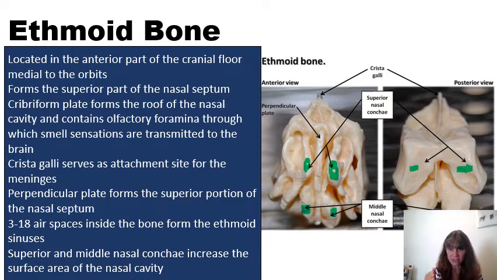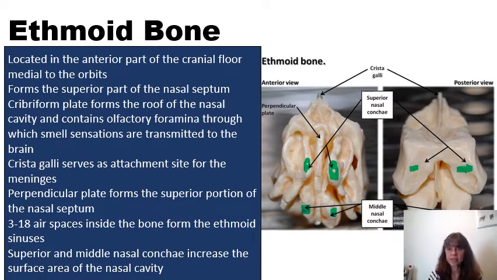The inferior nasal conchae are not part of the ethmoid bone. They are separate bones in and of themselves. They are part of the facial bones. They are not part of the cranial bones. However, the ethmoid bone is a part of the cranial bones because this does form part of the floor of the cranial cavity.